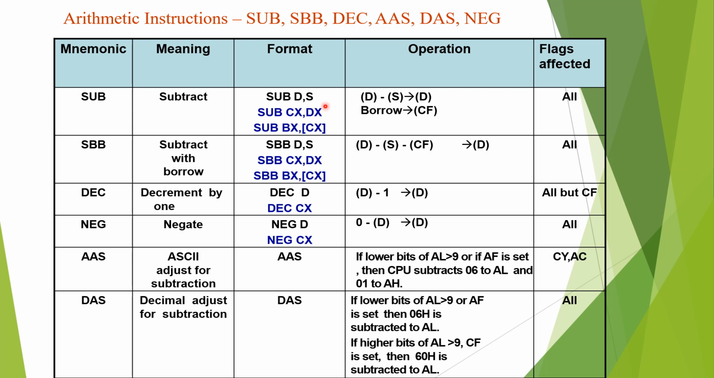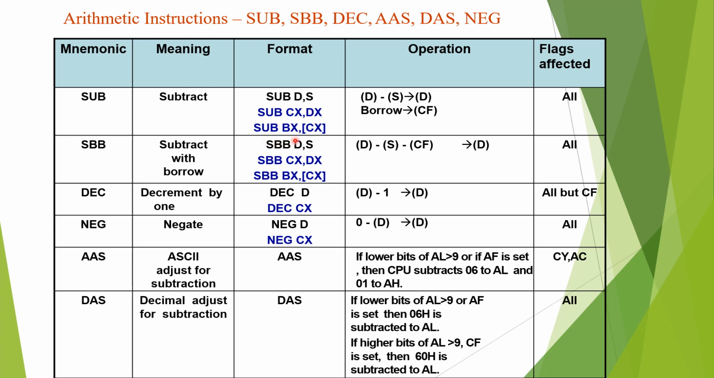The source value gets subtracted from the destination value and it is stored in the destination register itself. Upon this operation, we may have the chance of generating a borrow, which is stored in the carry flag. The format is SUB destination and source. Destination could be a register, for the first example, SUB CX comma DX. DX is the source and CX is the destination. The content of DX gets subtracted from the destination CX and the net result is stored in CX.